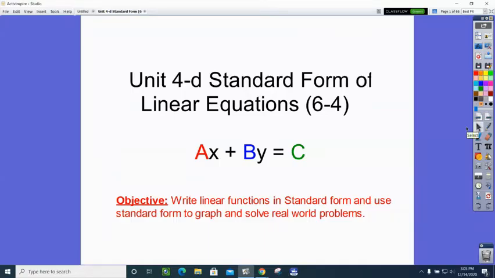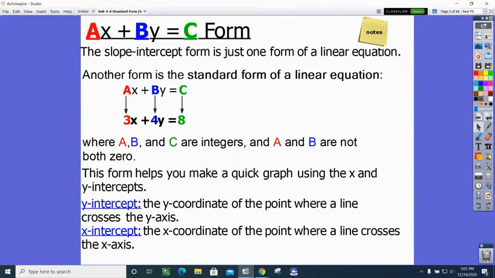So today we're going to talk about a second form of a linear equation, and it's called standard form. I have an example of standard form in the middle of this slide. We're going to write linear functions in standard form, and then we're going to use standard form to graph and solve real-world problems. Let's start right off talking about what this is.